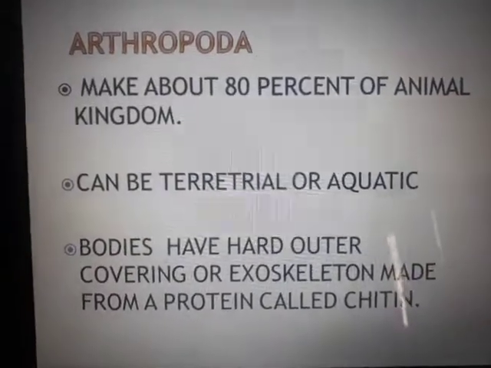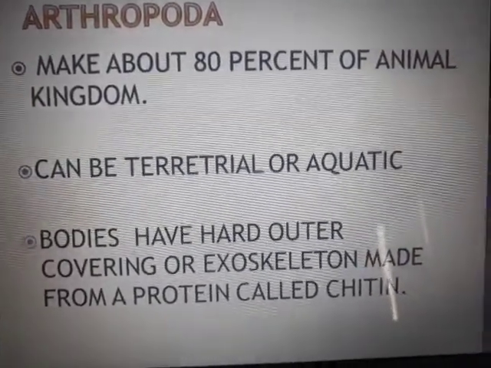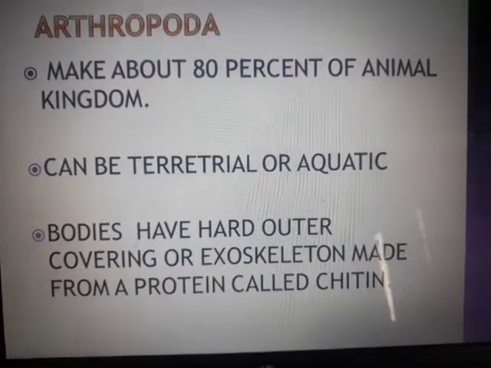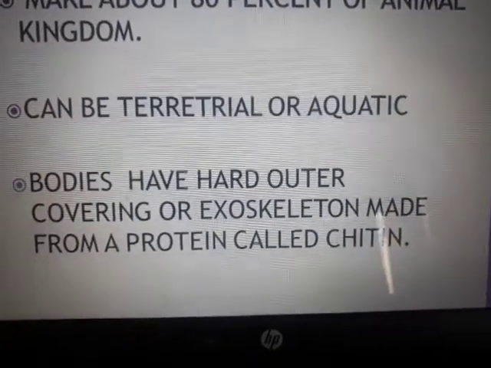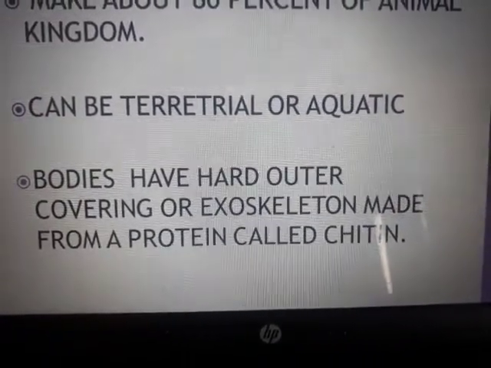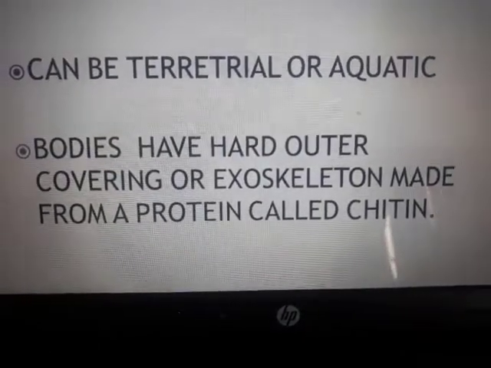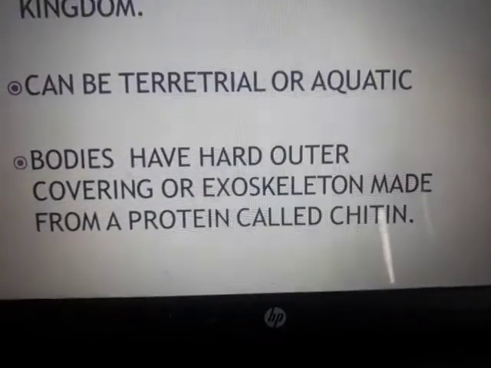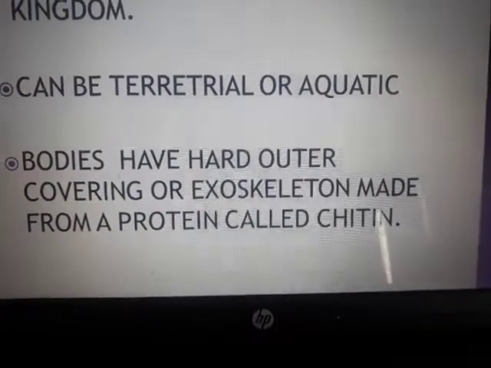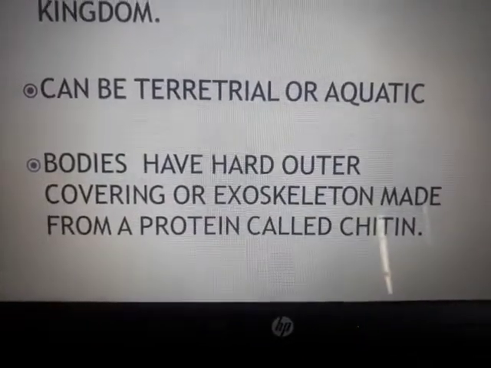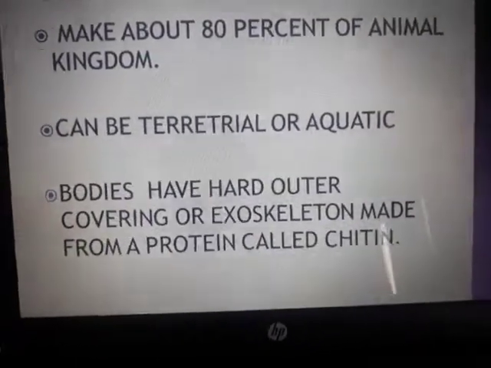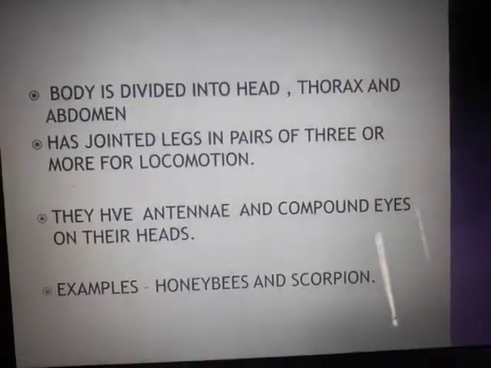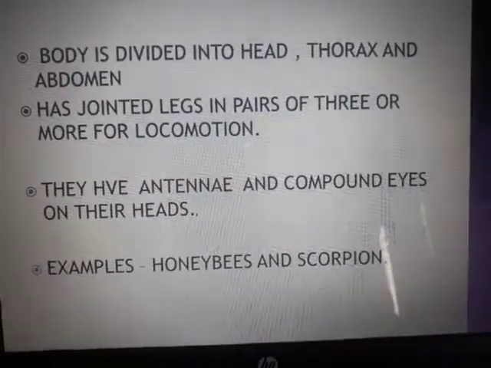Next is Arthropoda. It makes up about 80% of the animal kingdom. 80%, my god. And they can be terrestrial or aquatic. They are all over. Bodies have a hard outer covering or exoskeleton made from a protein called chitin. This is very important from the exam point of view. They have an exoskeleton, okay, or hard, very strong outer covering, which is made up of a protein called chitin.